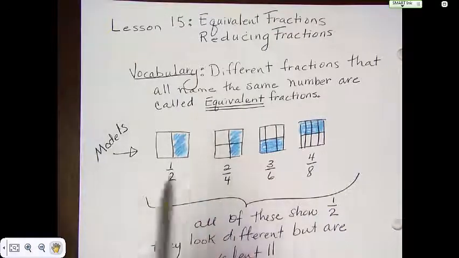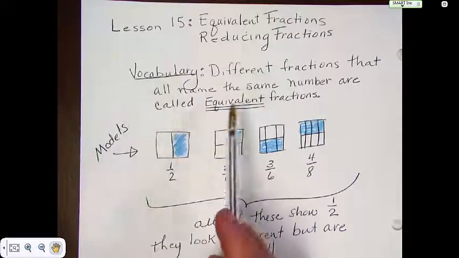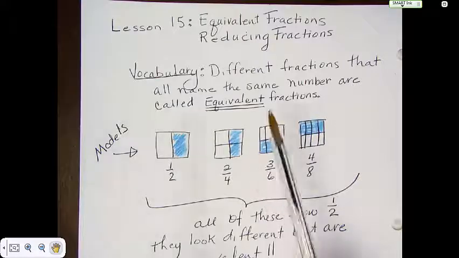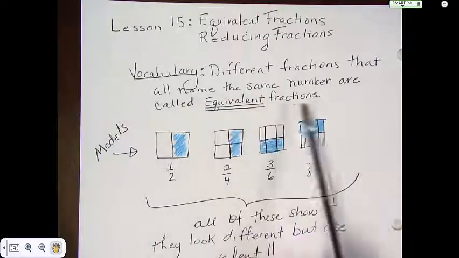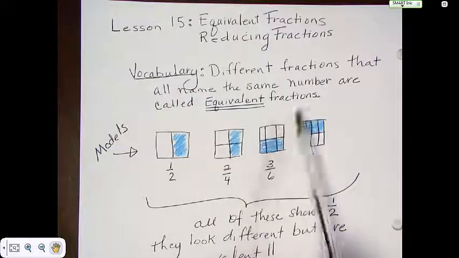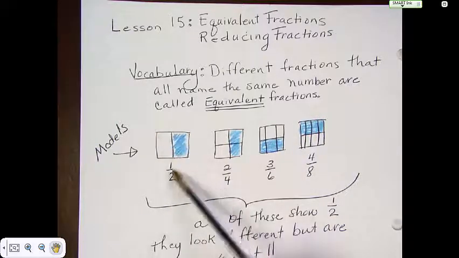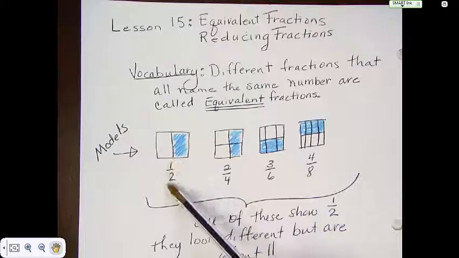First of all, one of the vocabulary words that we need to know is equivalent. Now, fractions can look different but still be equivalent. Different fractions that all name the same number are called equivalent fractions. For instance, this is the same box. Half of it is shaded here, 1/2.